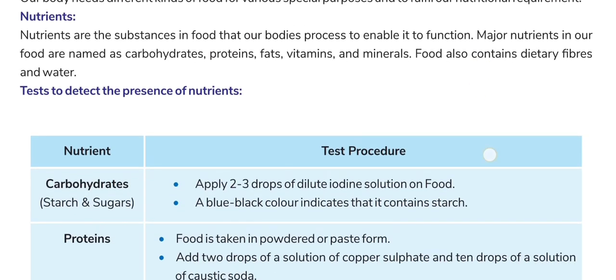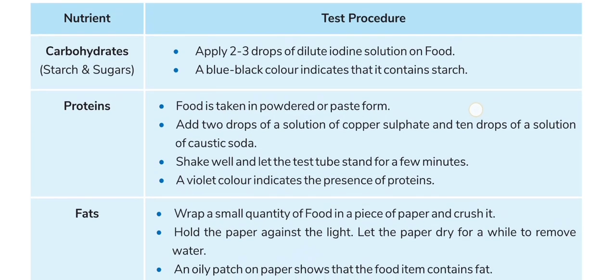Tests to detect the presence of nutrients. Role and sources of nutrients. Components of food, nutrient test procedure, carbohydrates, starch, and sugars. Apply 3 drops of dilute iodine solution on food. A blue-black color indicates that it contains starch.